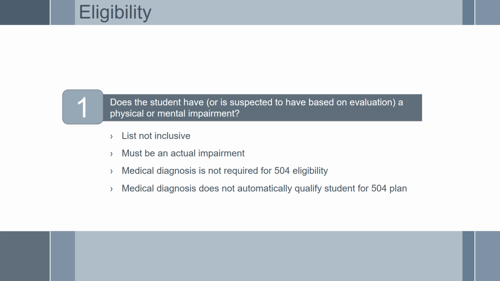Also, the Office of Civil Rights has clarified that a medical diagnosis is not required to determine 504 eligibility. If the student does not have a medically diagnosed impairment, the school would use its own assessment results to determine the student is suspected of having an impairment. The assessment to determine suspected disability would vary depending on details of the student's case. Prior to holding an eligibility meeting for a student who does not have a diagnosed impairment, please contact child welfare attendants for assistance. Lastly, it's also important to note that having a medical diagnosis does not automatically qualify a student for a 504 plan. Remember, all three criteria must be met to be eligible.